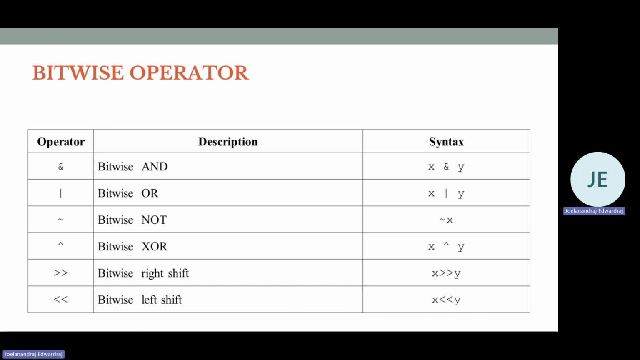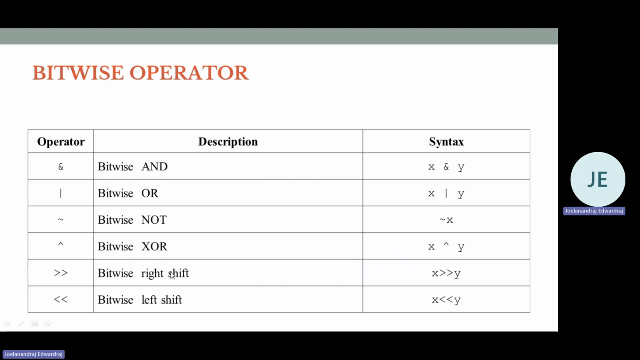Okay. How about bitwise OR? 1 or 1, what's the answer? 1. 1 or 0? 1, exactly. So if any of the two inputs is 1, the output will be 1. Okay. Next is bitwise NOT. This bitwise NOT is somewhat interesting. We'll see. Okay. Next, bitwise XOR.